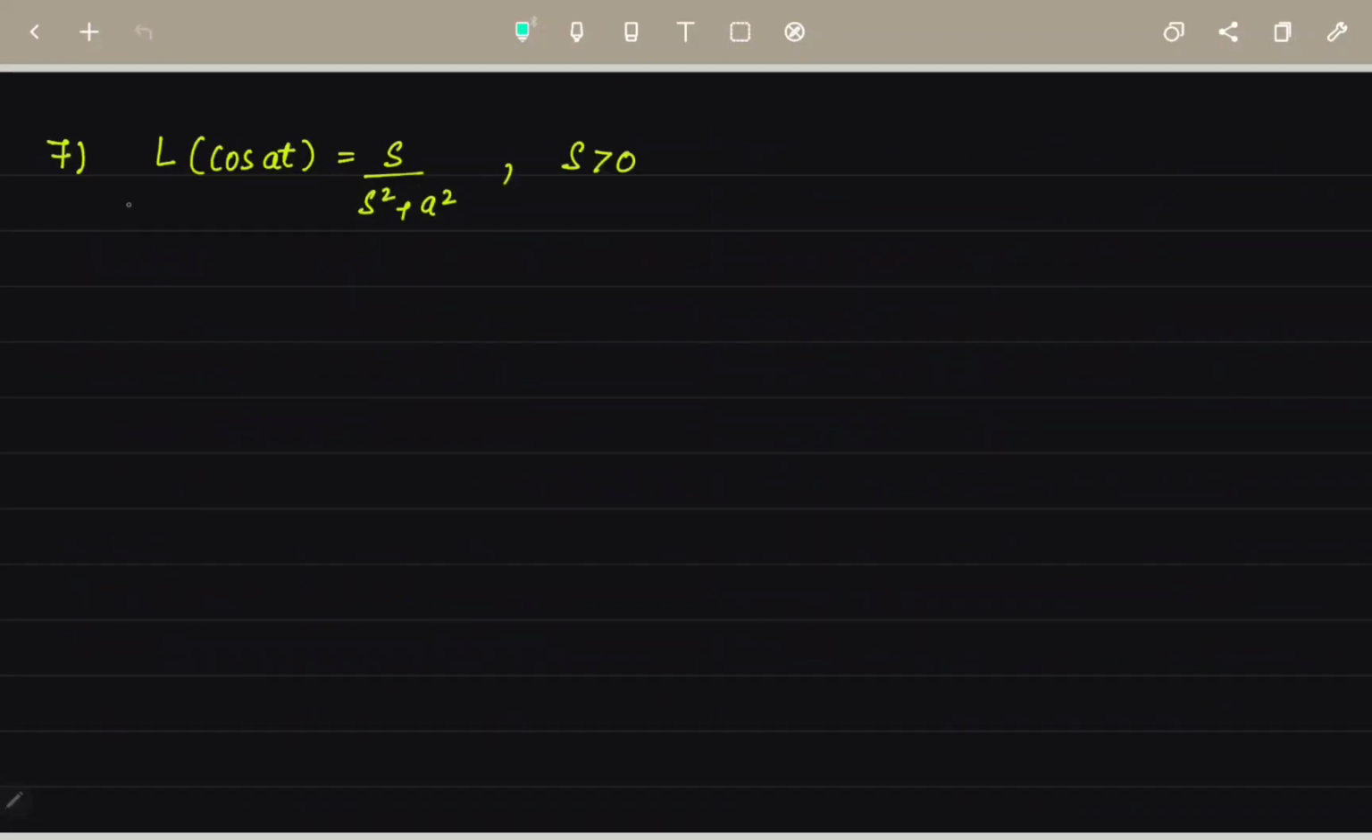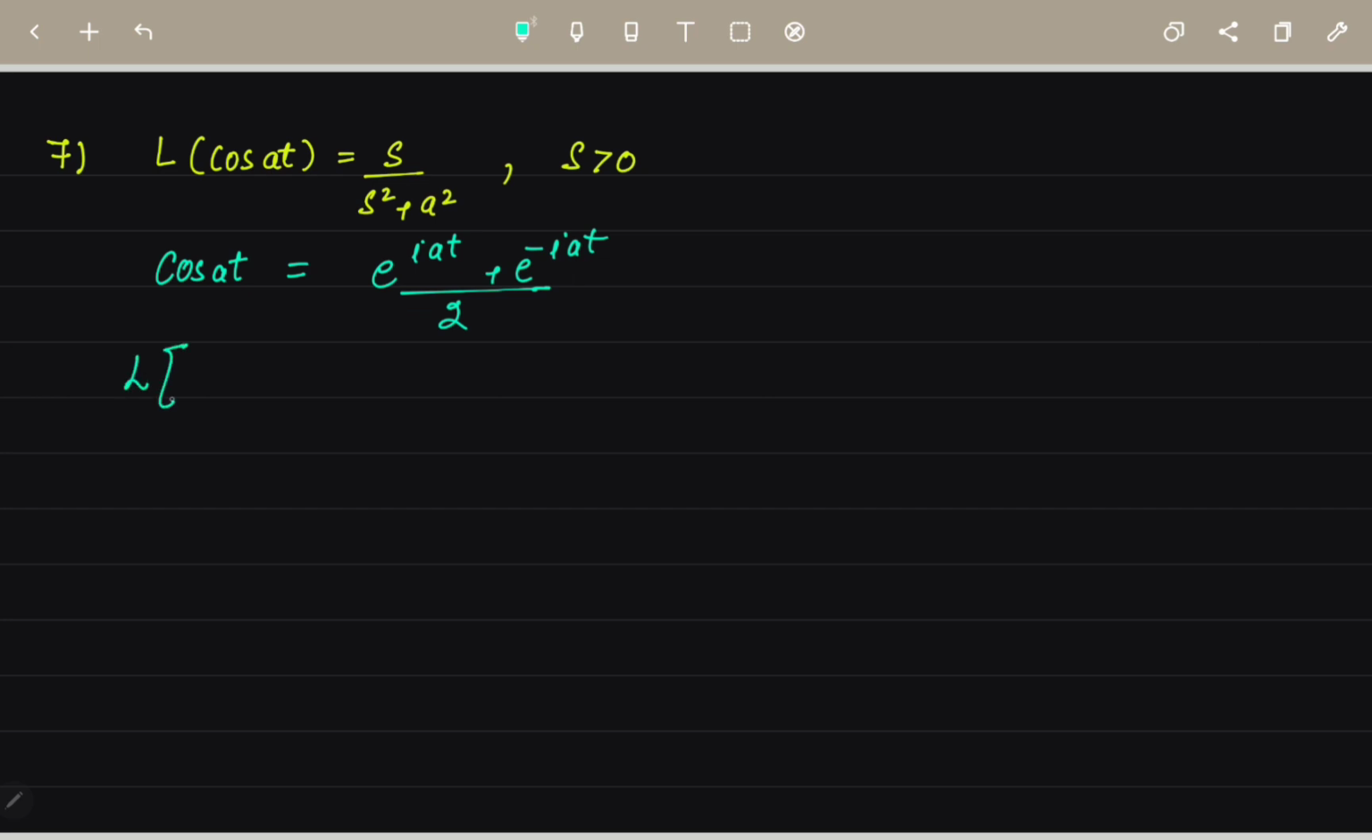So next important formula is that we have to find the Laplace transform of cos of at, and this should be equal to s divided by s square plus a square. So like we have solved in the previous formula, we also use here the value of cos of at, and cos of at is basically e raised power iota at plus e raised power minus iota at divided by 2. So use this formula here.